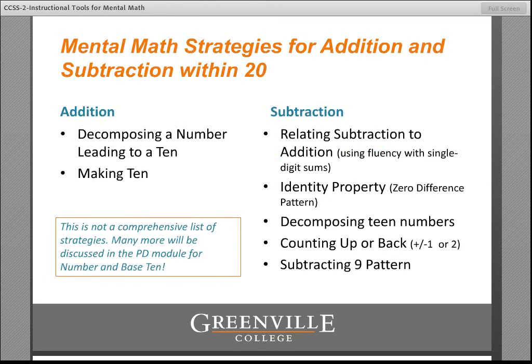Last week, we examined a variety of arithmetic strategies suitable for bringing single-digit sums to fluency, and then this week we shifted our focus to working with all addition and subtraction facts within 20. This slide illustrates the strategies that we have featured, but these strategies are not comprehensive. Almost certainly your students will think of additional strategies.